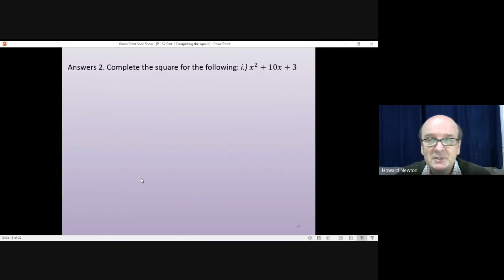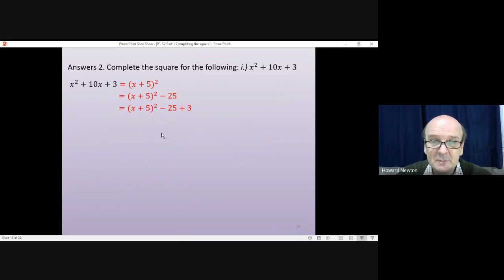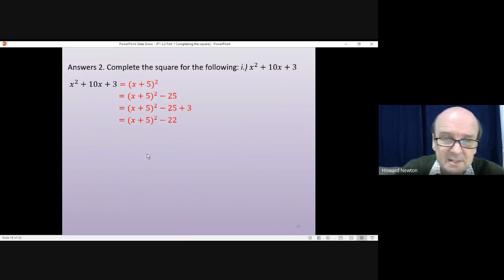So the first question, x squared plus 10x plus 3. We look at the x squared and the 10x, half the 10 to get 5. So we'll have x plus 5 squared. That'll give us 25 that we don't want, so we take that away. We do want the 3, so don't forget that. So add the 3 on. Tidy up those 2 numbers, and you get x plus 5 squared minus 22.